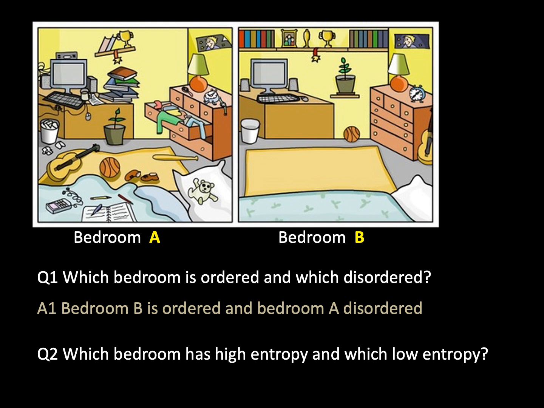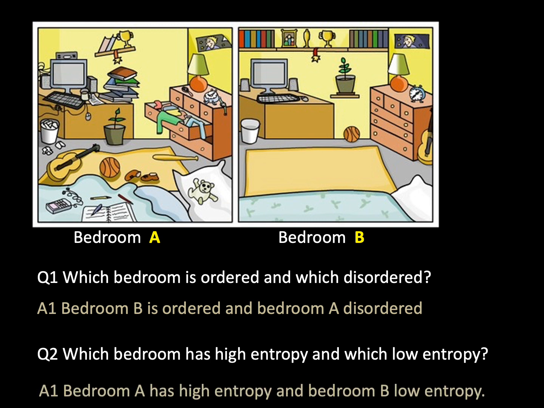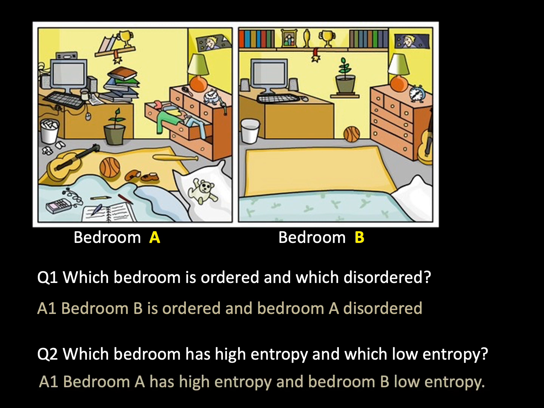Question 2. Which bedroom has high entropy and which one's got low entropy? Well, before answering, remember, entropy is a measure of disorder. So, the messy bedroom is going to have the high entropy, so that's bedroom A. Bedroom A has the high entropy, and bedroom B has the low entropy, because it's very tidy.